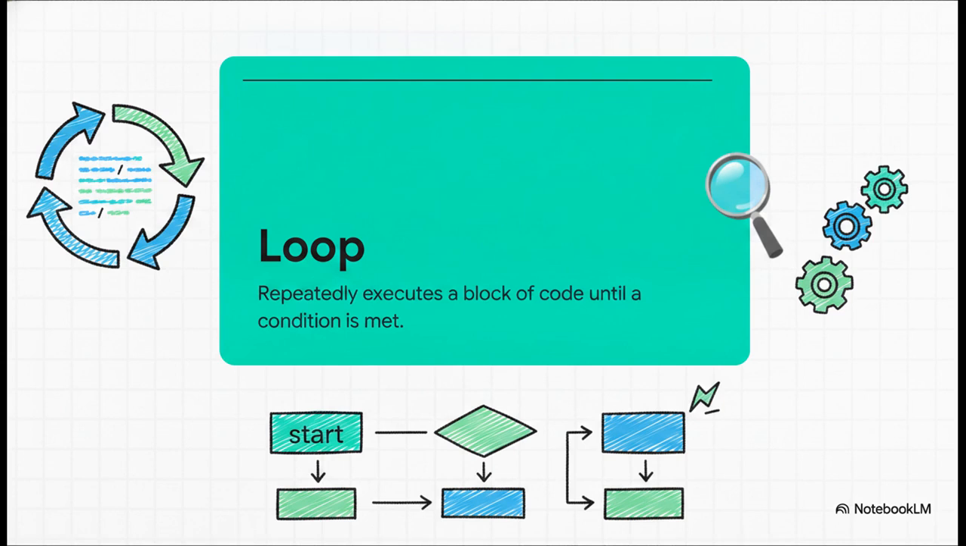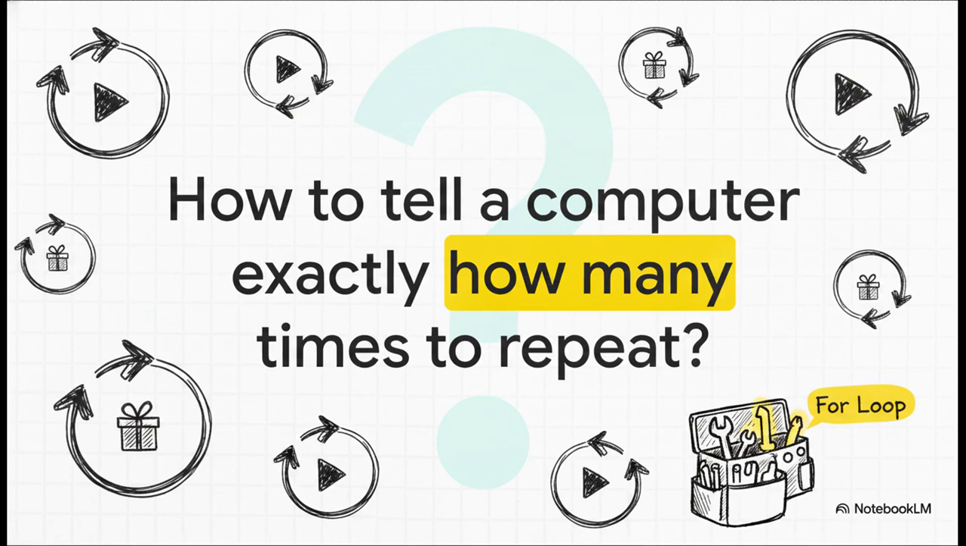Let's dive into this. A loop is a programming structure that repeatedly executes a block of code until a specific condition is met or all items are processed. Seriously, think of this as your new coding superpower. Loops reduce repetitive code, they save you massive amounts of time, and they make your program shorter and so much easier to maintain.